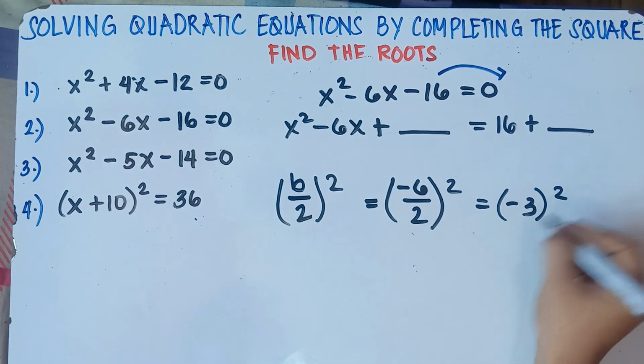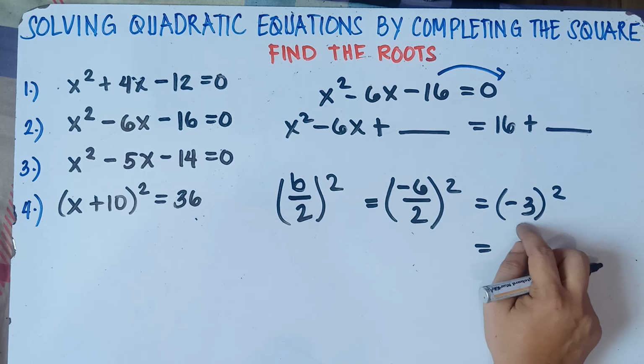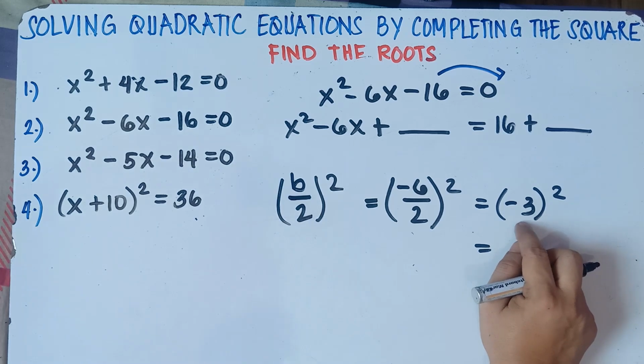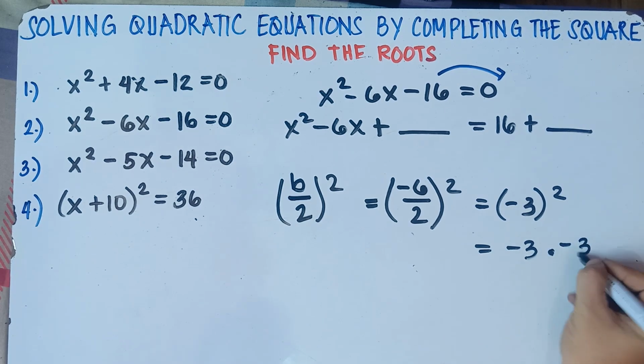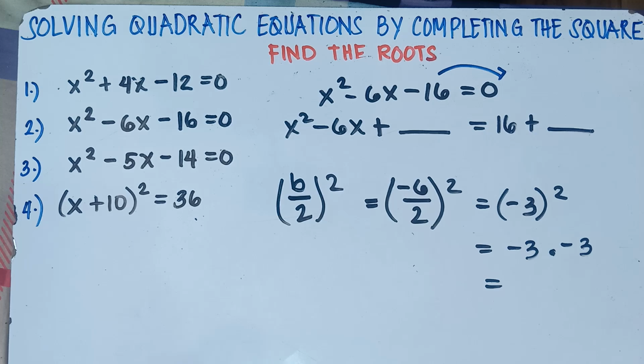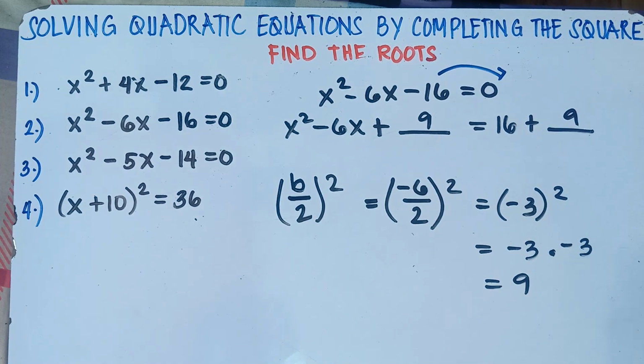Then you copy squared. So negative 3 squared doesn't mean negative 3 times 2. It means you multiply this negative 3 by itself twice. This will be negative 3 times negative 3. And negative 3 times negative 3, that would be positive 9. Alright, so therefore we add 9 here, and we also add 9 here.